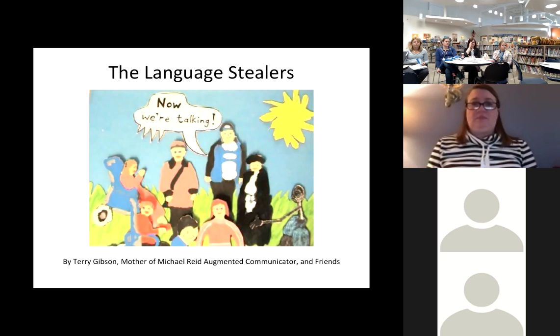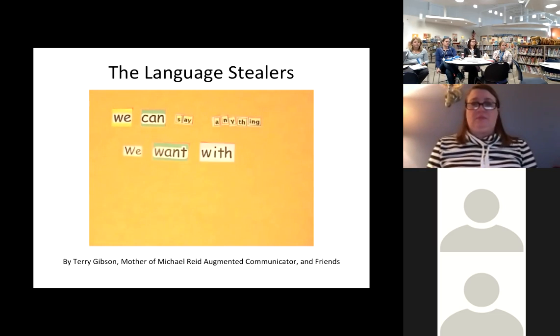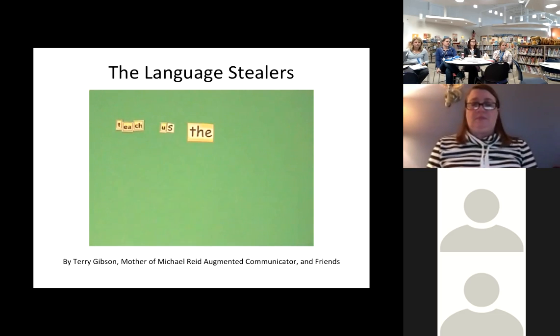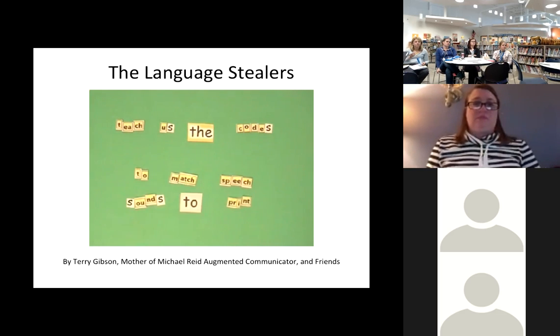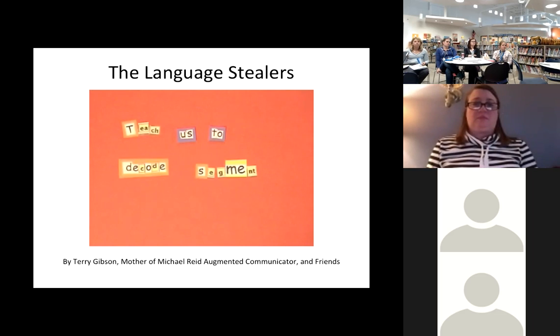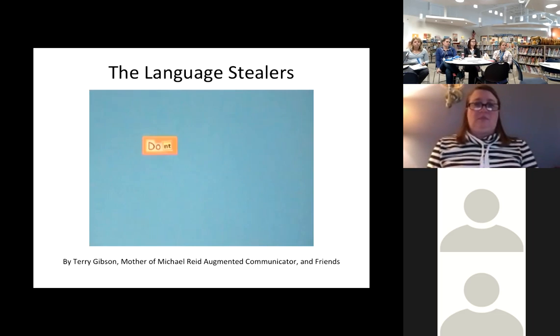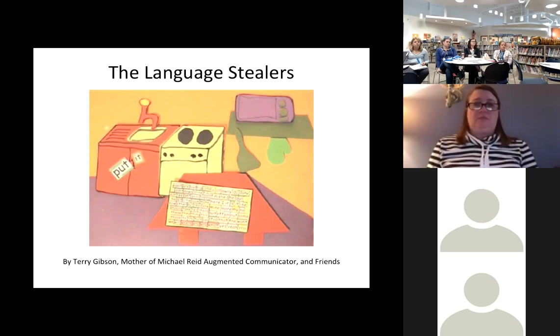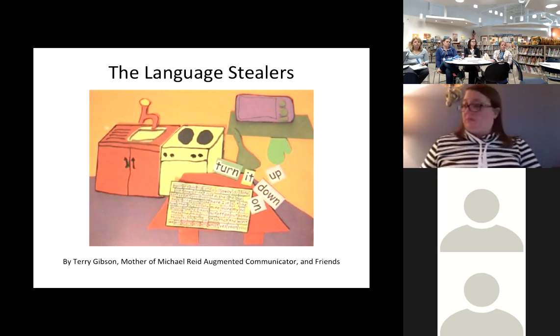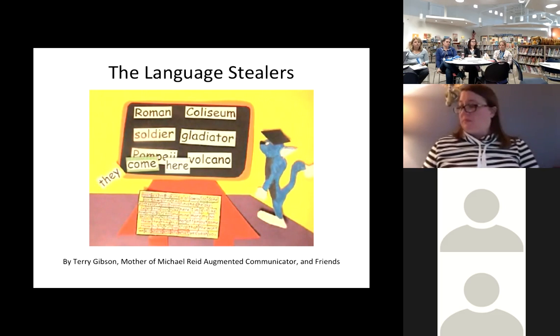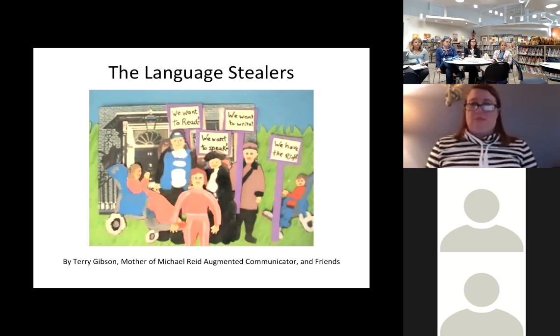Now we're talking. We can say anything we want with the core words and word parts. Teach us the codes to match speech sounds to print. Teach us to decode, segment, blend. Don't be a language stealer. Put it in. Get it out. Turn it down, up, on, off. They come here. They make good things. We want to read. We want to.